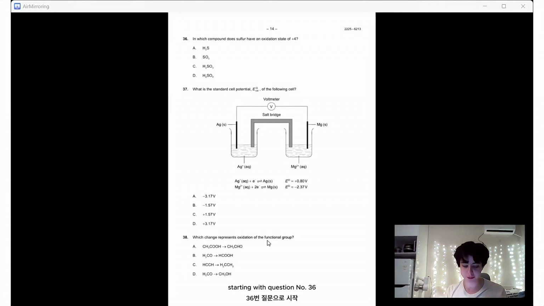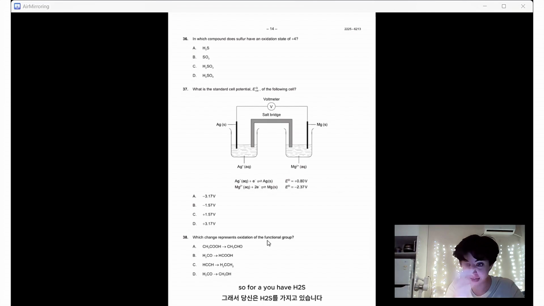Anyways, starting with question number 36. This is 36 through 40. So this one is, in which compound does sulfur have an oxidation state of +4? Very basic. You literally just have to calculate the oxidation state of sulfur in all of these.